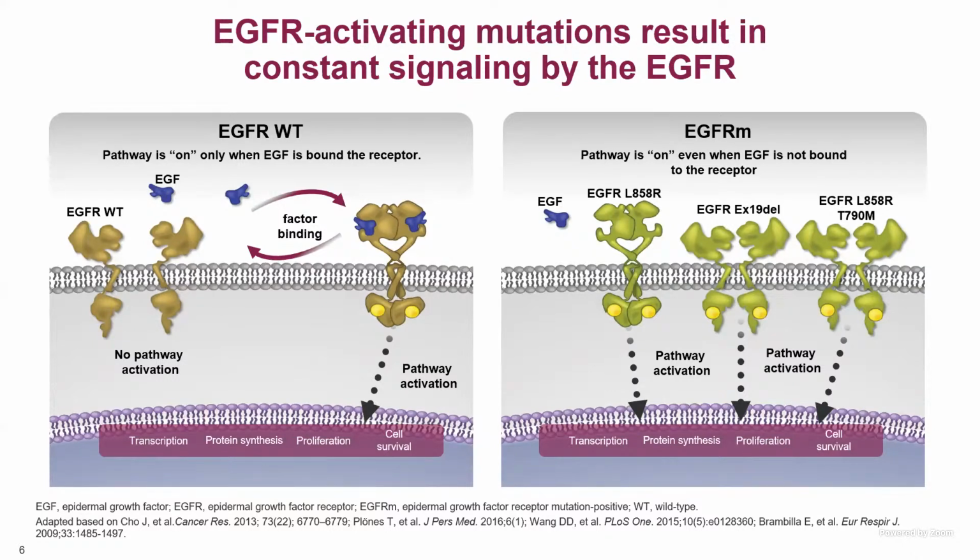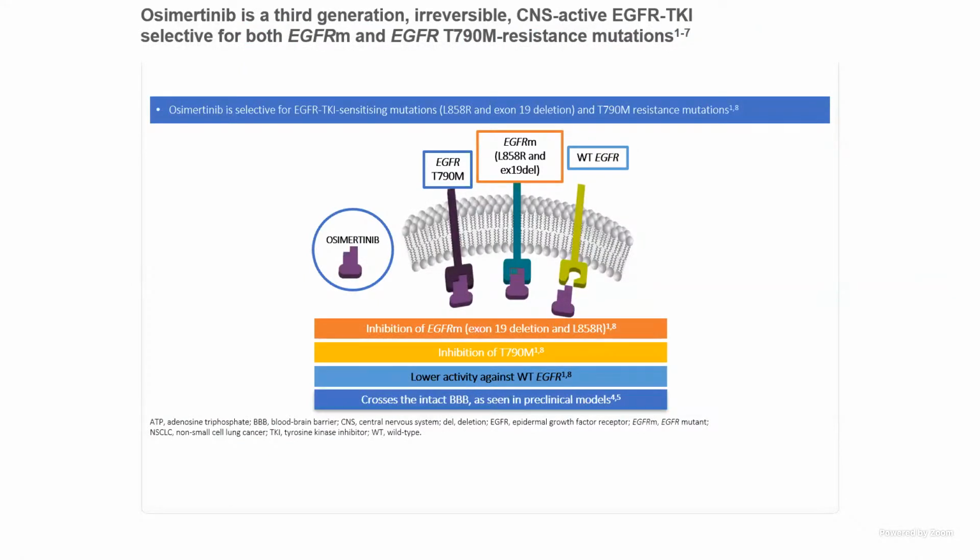Next slide. So osimertinib is the third generation irreversible CNS active TKI, which is selective both for EGFR mutation as well as for EGFR T790M resistant mutations. So it has a broad spectrum of activity against the various mutations which can happen in del19 or exon 21, and also a secondary mutation which is T790M. Next slide, please.